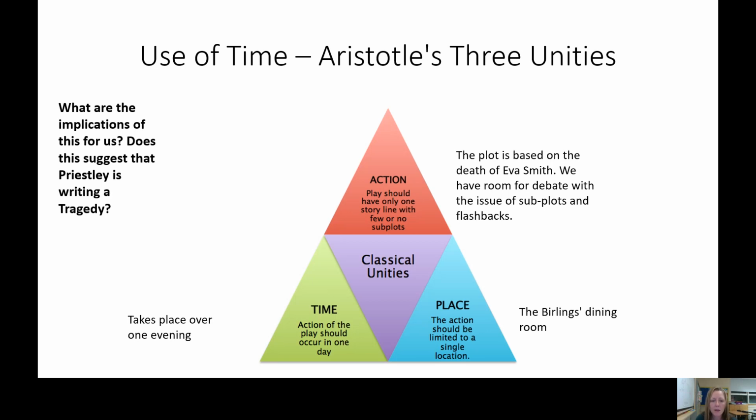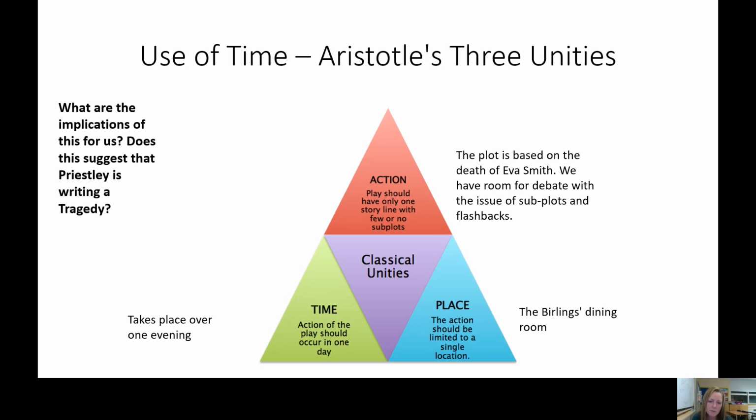In terms of time, the action should occur in one day. And we've got the idea that the action takes place over one evening in An Inspector Calls. So Priestley is conforming to 2 out of 3 of Aristotle's 3 unities here. And the final one, action. Play should have only one storyline with a few or no subplots. Well, we've got room for debate here, haven't we? We've got the one storyline of Eva Smith, so that agrees with that. But Priestley then brings in flashbacks and subplots, and we find out a little bit more about the other characters.